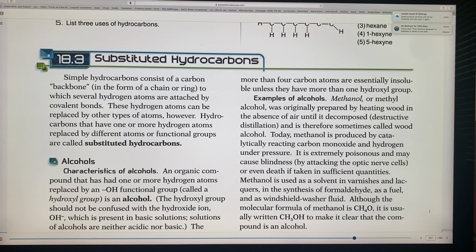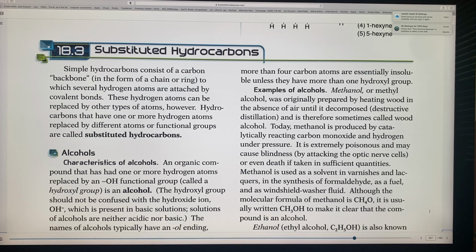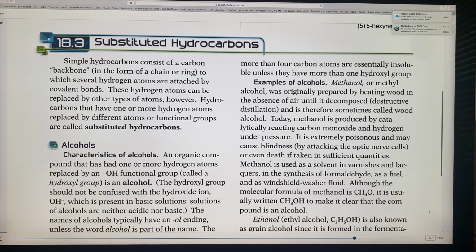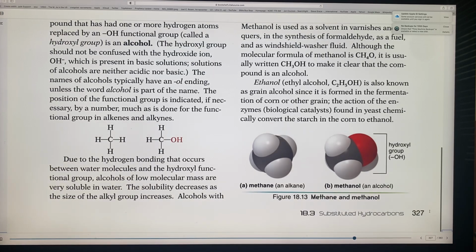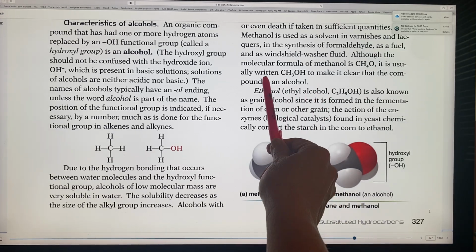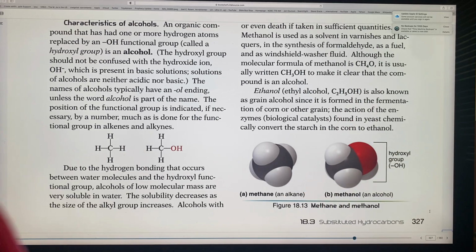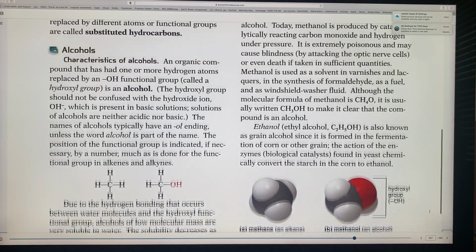It's used as a solvent in varnishes and lacquers, so you don't want to breathe it in. It's also used in the synthesis of formaldehyde. It's used in windshield washer fluids and fuels. So that's methanol, another type of alcohol. Here it's basically showing how you write it out. Although the molecular formula of methanol is CH4O, it's usually written CH3OH to make sure it's shown to be an alcohol. So whenever you see that OH, that's an alcohol, like methanol.